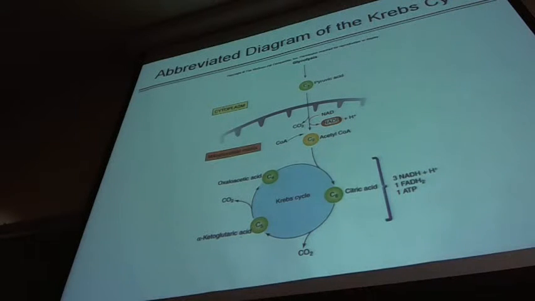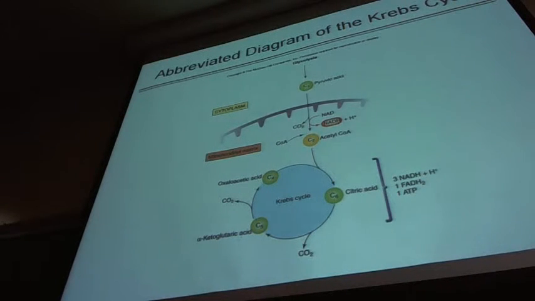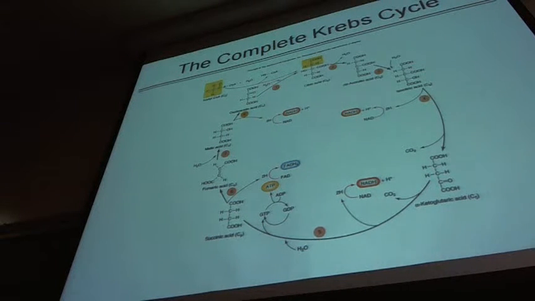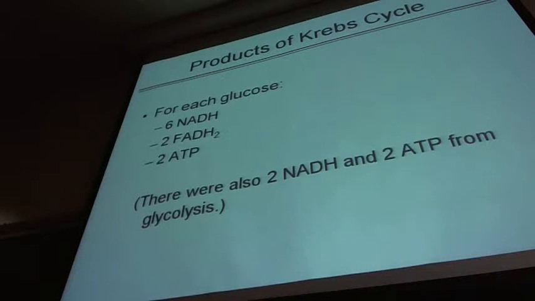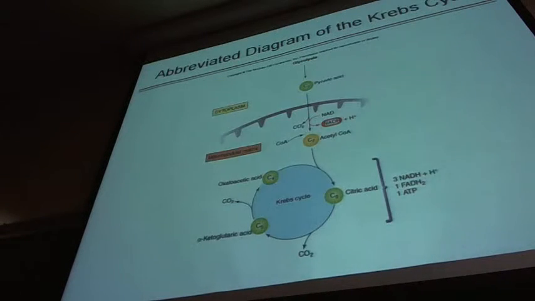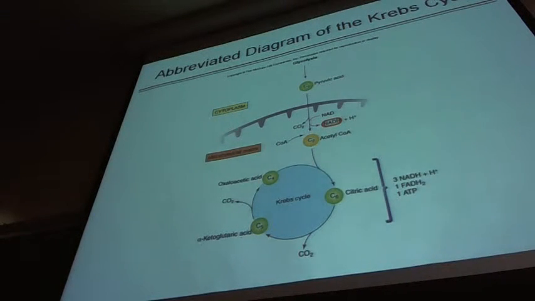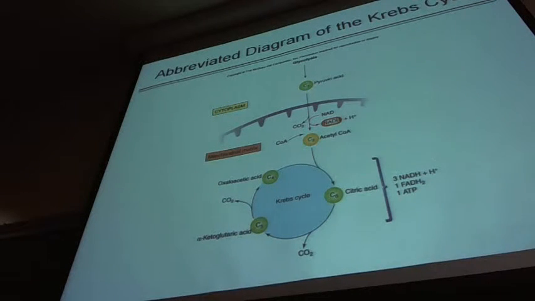Some muscles can go longer. The brain can use ketone bodies a little bit. The heart a little bit more, but it doesn't last very long. This is the Krebs cycle like you just saw. You can refer to it back in your book if you want. Product of each Krebs cycle, 6 NADH, 2 FADH, and 2 ATP. If you remember, right here, lower right corner, 3 NADH, 1 FADH, 1 ATP. That's half the cycle. That's from 1 pyruvate.